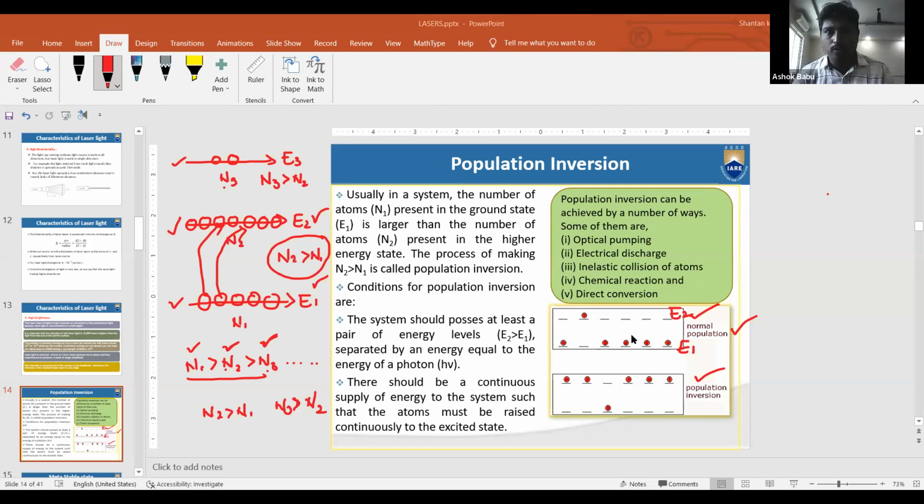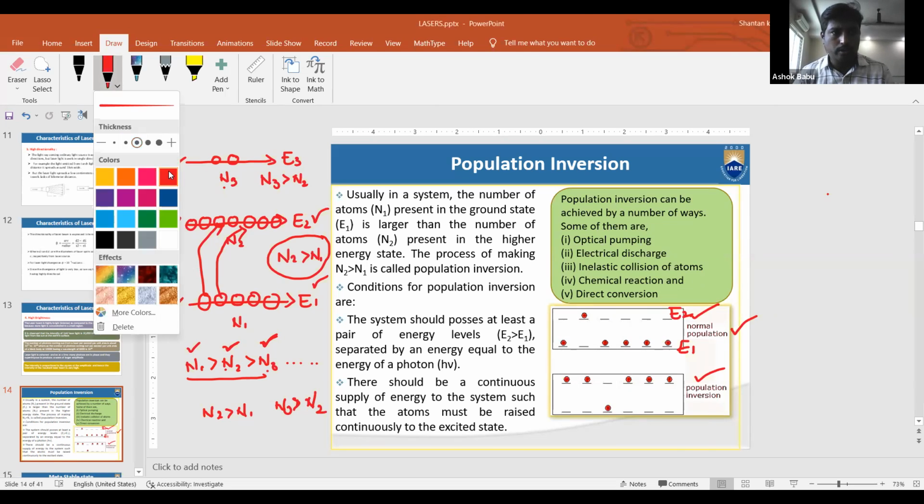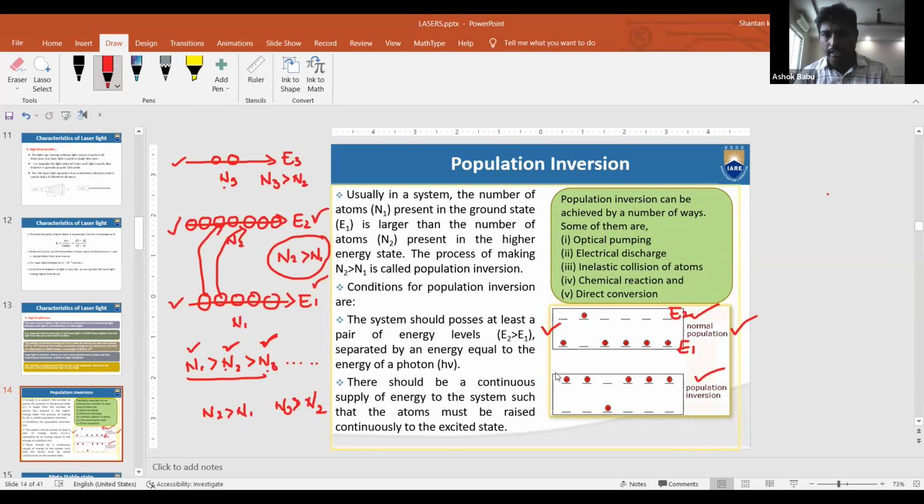The first one is population, and the population inversion. When you observe these two diagrams, they represent this clearly. The first diagram is normal population and the second diagram is population inversion. With the same E1 and E2, we observe the population inversion between the two energy levels. It means the number of atoms in the E2 state is greater than in E1, and this is called population inversion. After that, metastable state.